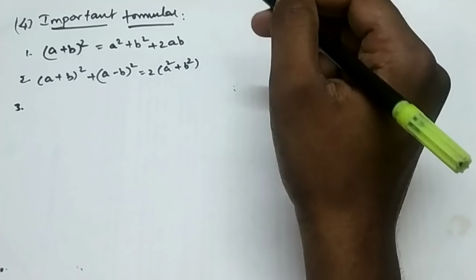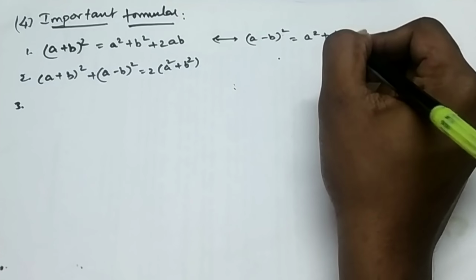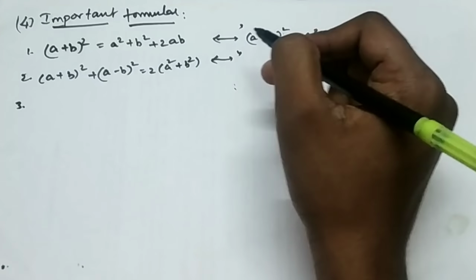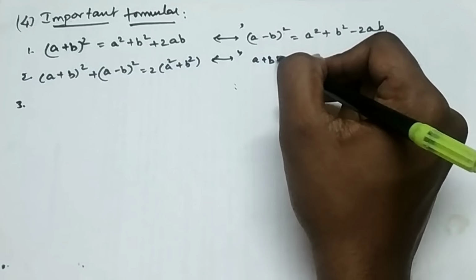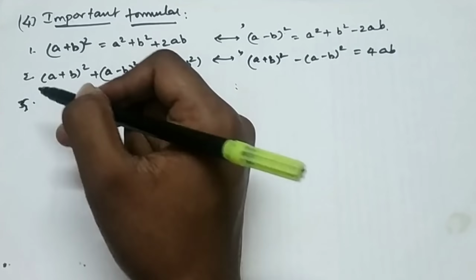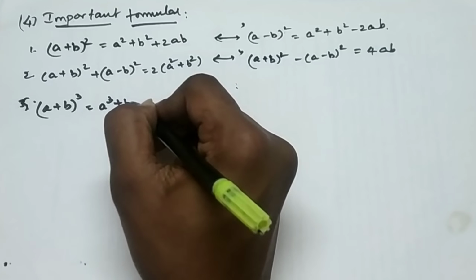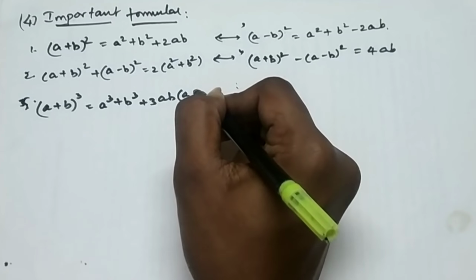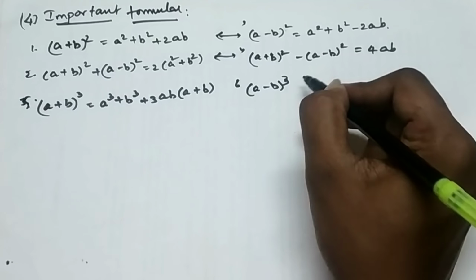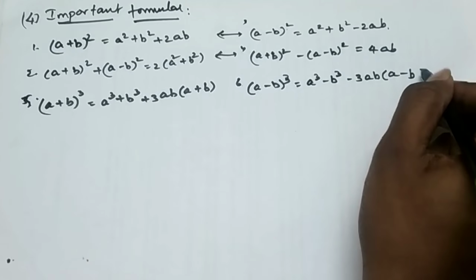But let us see what is the contrary to (a − b)². (a − b)² = a² + b² − 2ab. So we will also see, contrary to (a + b)², that (a + b)² − (a − b)² will be 4ab. Now (a + b)³, we will see that it is a³ + b³ + 3ab(a + b), and contrary to that, (a − b)³ will be a³ − b³ − 3ab(a − b).